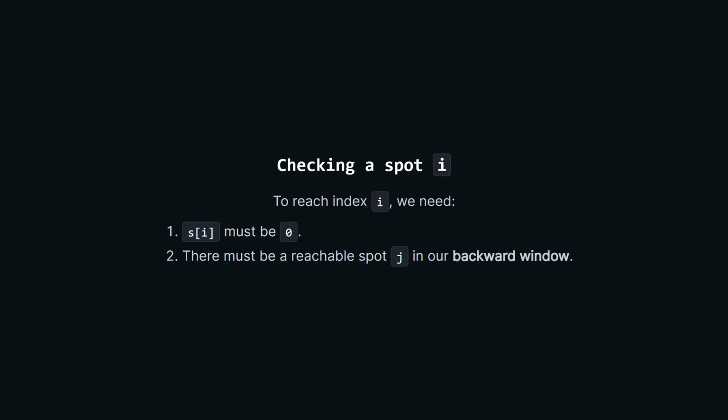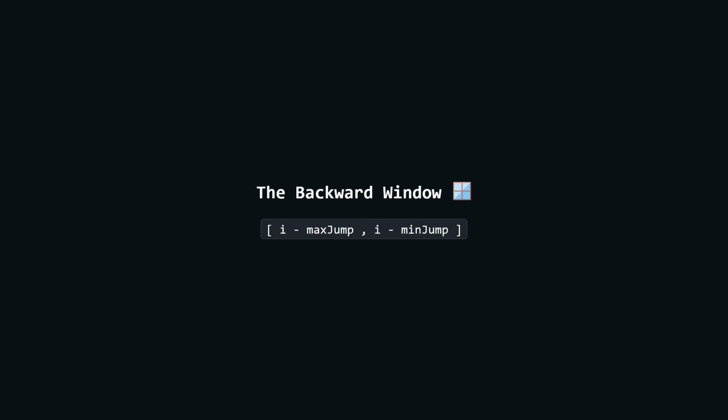To land safely at our current spot, 2 things must be true. First, the current spot has to be a 0. Second, there has to be at least one successfully reached spot inside the jump window directly behind us. The window behind us is simply calculated by subtracting our maximum and minimum jump values from our current position.